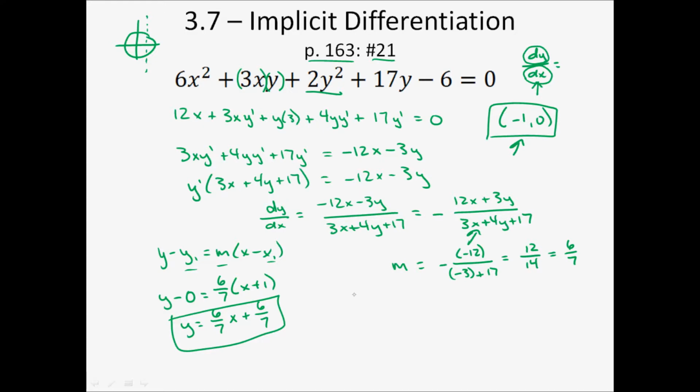Now let's figure out the equation of the normal line. Remember, the normal line goes through the same point in this case, because they tell us it goes through the same point, but its slope is going to be an opposite reciprocal. So let's do the same thing. y minus 0 equals, now instead of using 6/7, we're going to use -7/6 times x minus -1, which is x plus 1. So we're going to get y equals -7/6 x minus 7/6. And that should be the equation of the normal line.